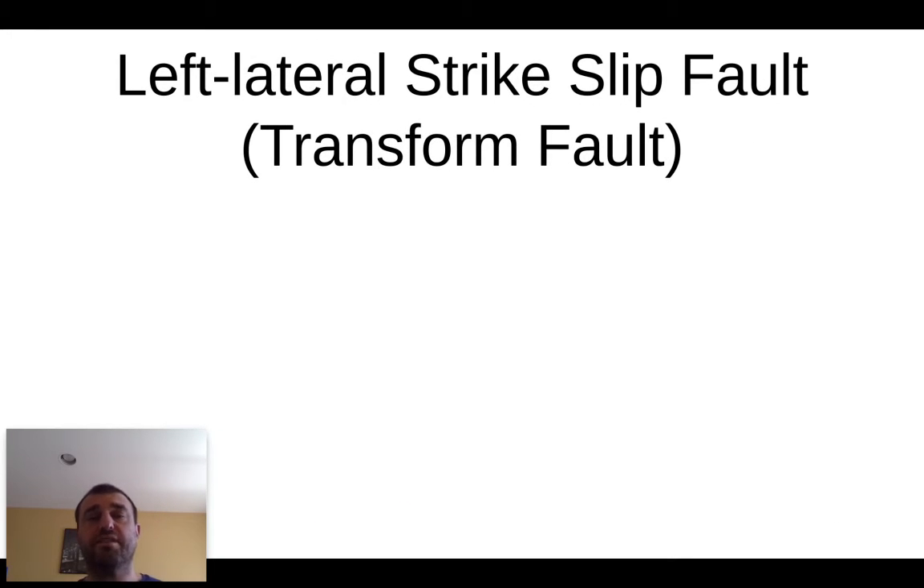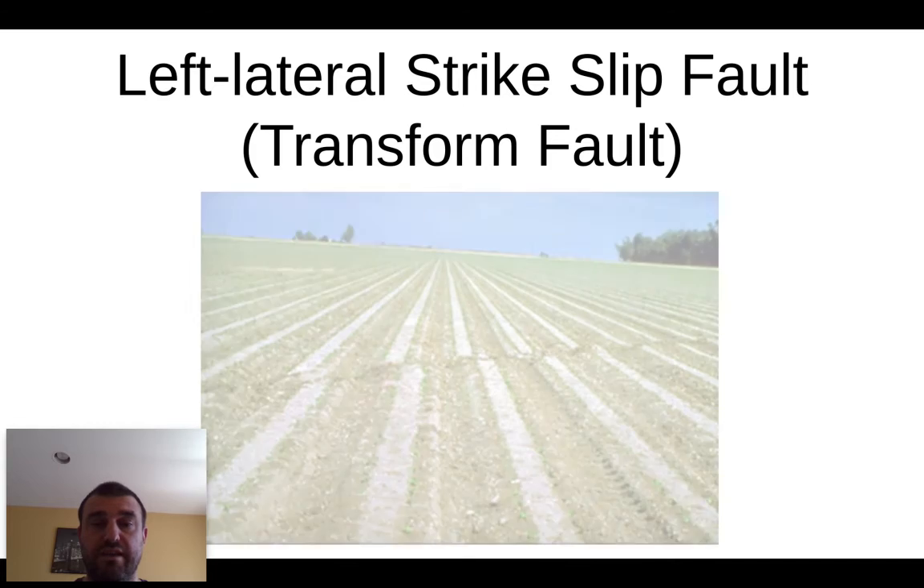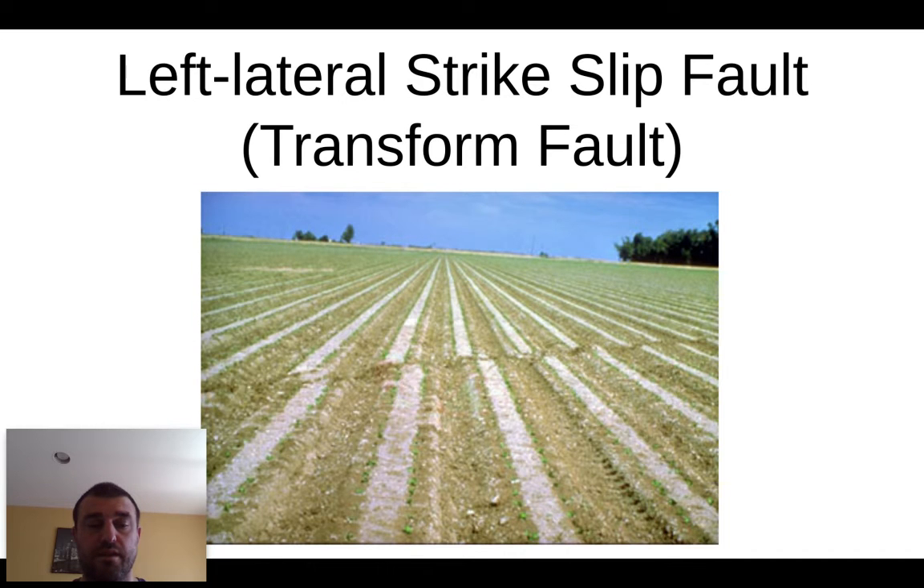All right, transform boundaries form transform faults. Another name for them is strike slip, and it can either be a left lateral, which means the fault moves the land to the left laterally, which means sideways, or a right lateral. So first we're going to look at a left lateral fault, and I have an image of this as well.